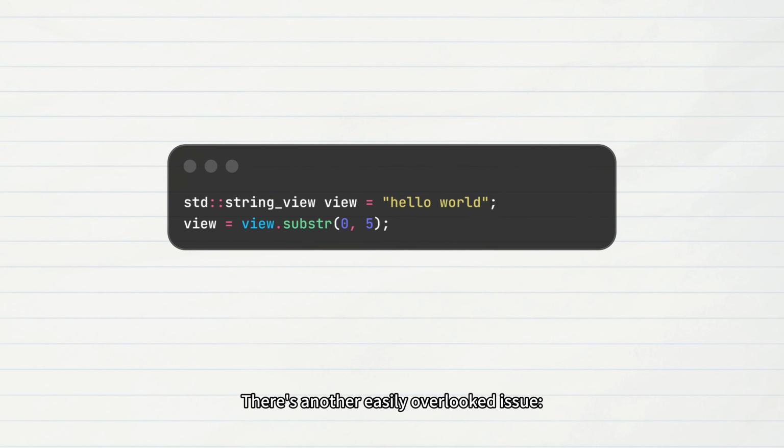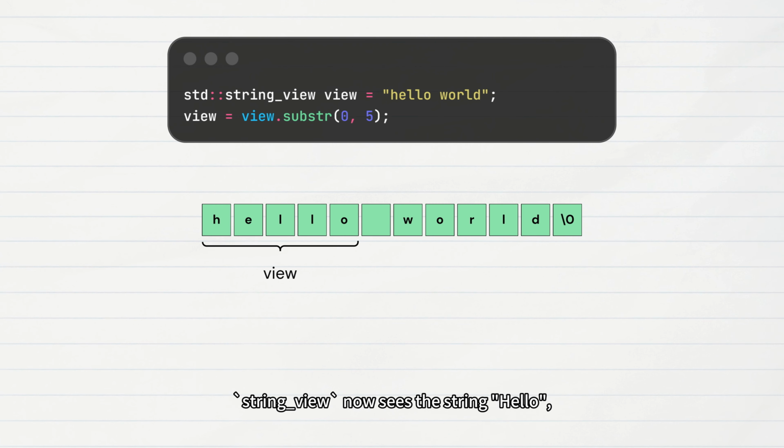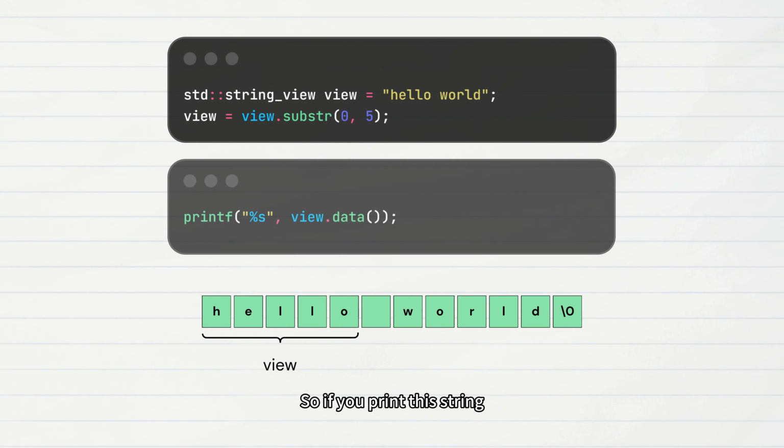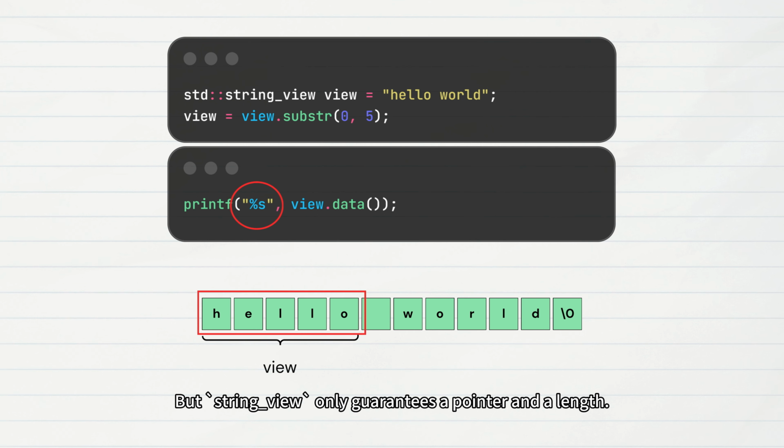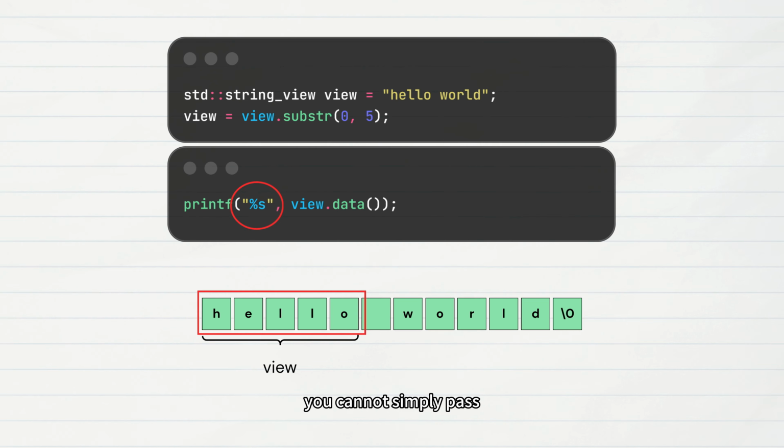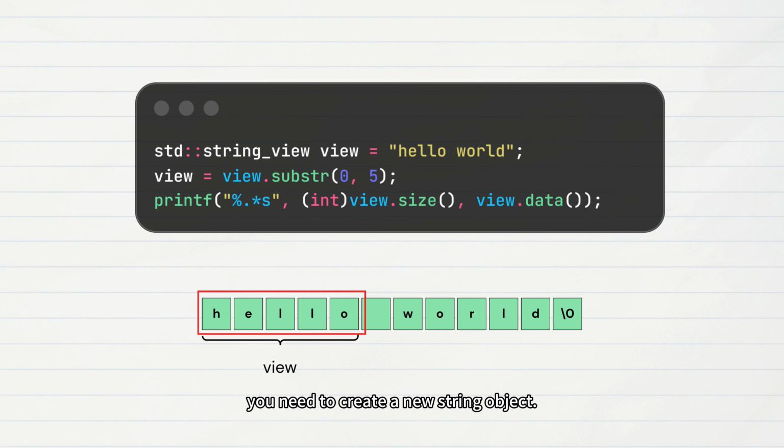There's another easily overlooked issue. String view does not guarantee null termination. For example, in this code, string view now sees the string hello, but the underlying memory may still be hello world, followed by a null character. View only records that the length is 5. It does not place a new null character after hello. So if you print this string, there's a problem. Because the %s format specifier requires that what you pass in must be a C-style string terminated with a null character, but string view only guarantees a pointer and a length. So if a function explicitly requires a null terminated string, you cannot simply pass string view's data function to it. When necessary, you need to create a new string object.